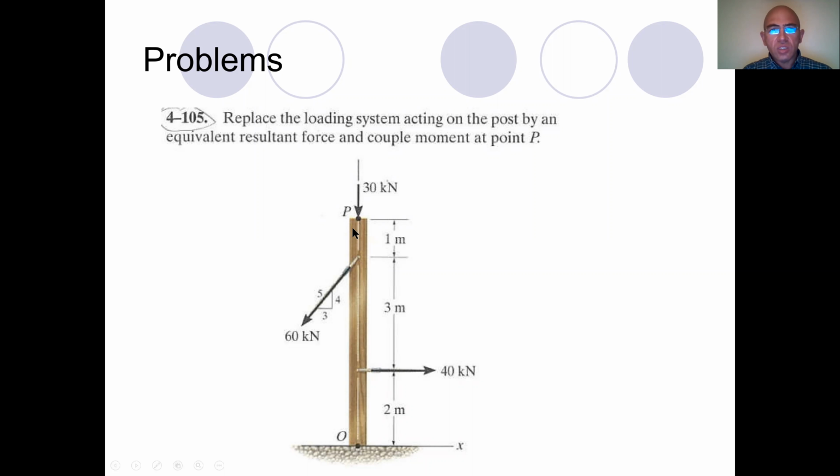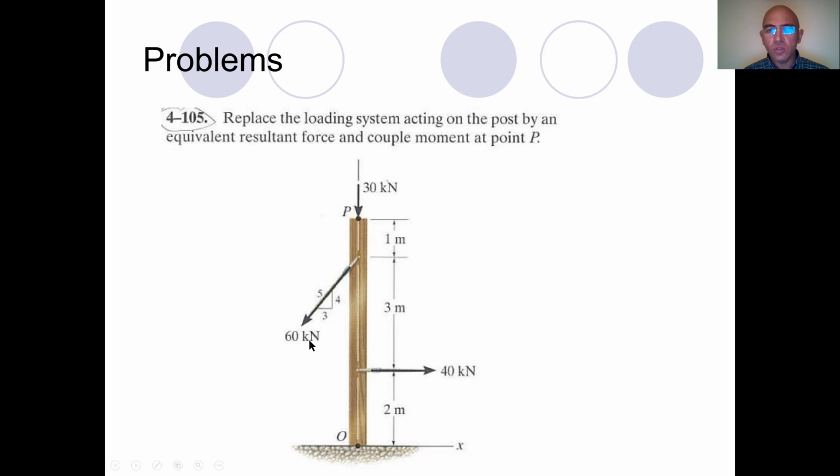Okay, our question is 1-05. The question is like this: replace the loading system acting on the post by an equivalent resultant force and couple moment at point P. Now, certainly we have a force acting at point P. Its magnitude is 30 kilonewtons.